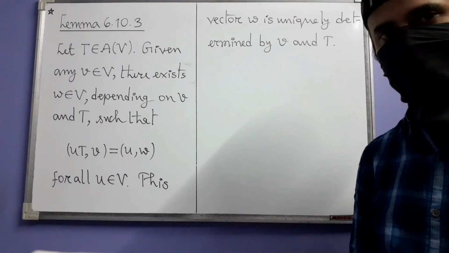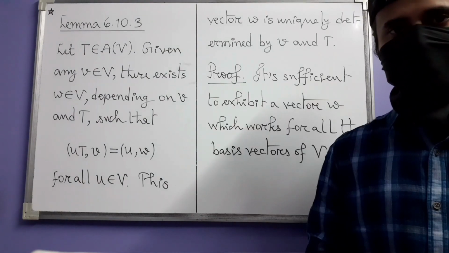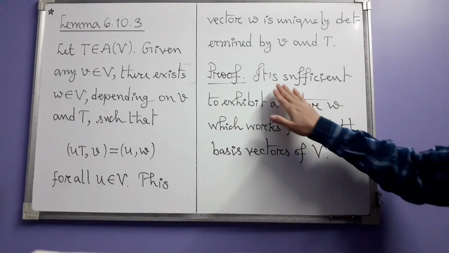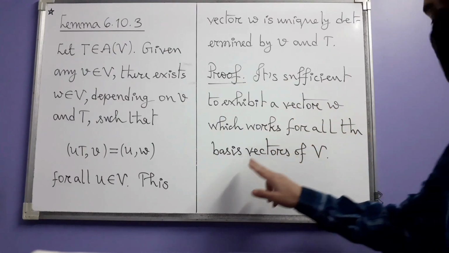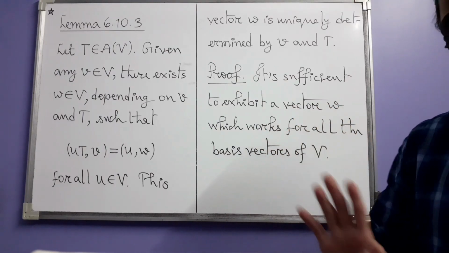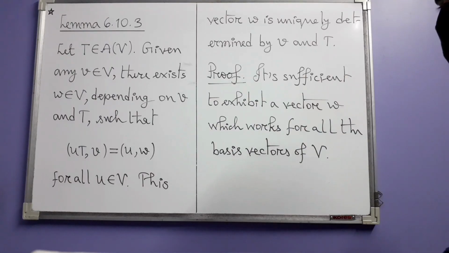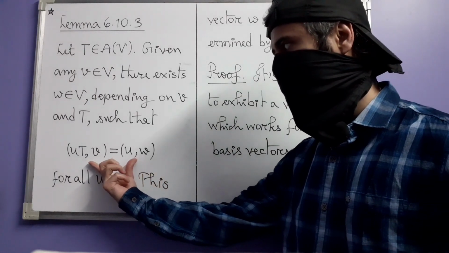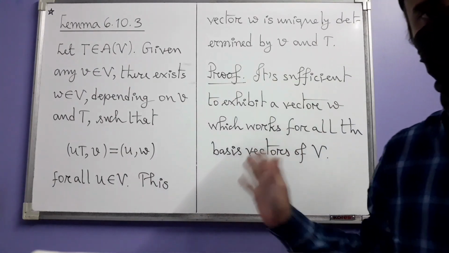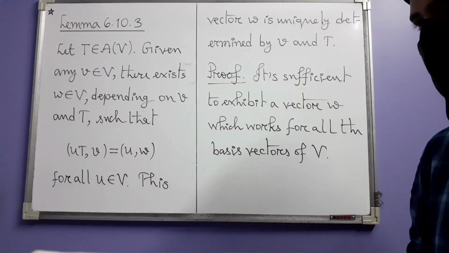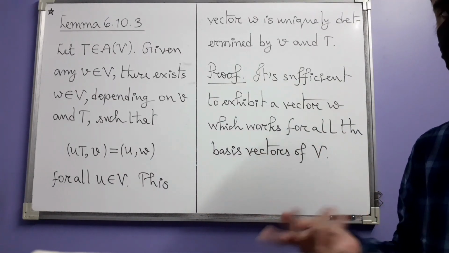Let's now see how to prove this. The proof starts with the claim that it's sufficient to exhibit such a vector W which works for all the basis vectors of our space V. What does that mean? It means that it's enough to show that this equation is true where, in place of U, we just have the basis vectors of our vector space V. Why? How exactly is that sufficient?